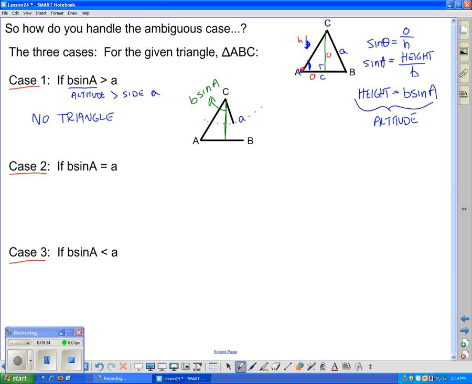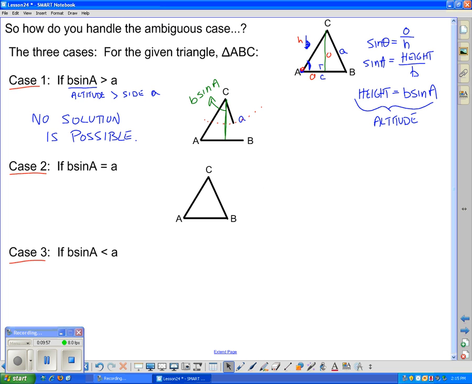or sorry, no solution, I should say, no triangle. I was going to say no triangle is possible. That's true as well. But no solution is possible. And that's because the information given just doesn't allow us to build a triangle. All right. Case two. So same idea.